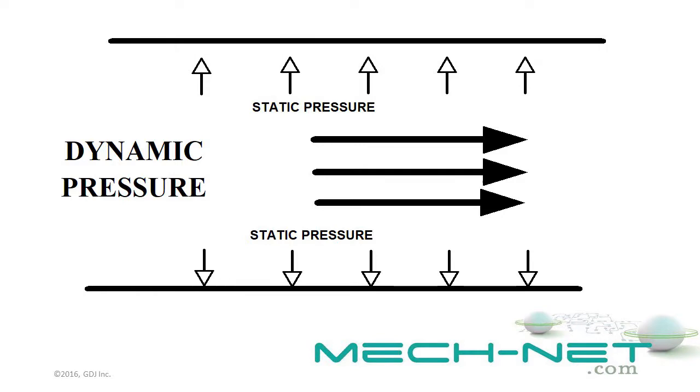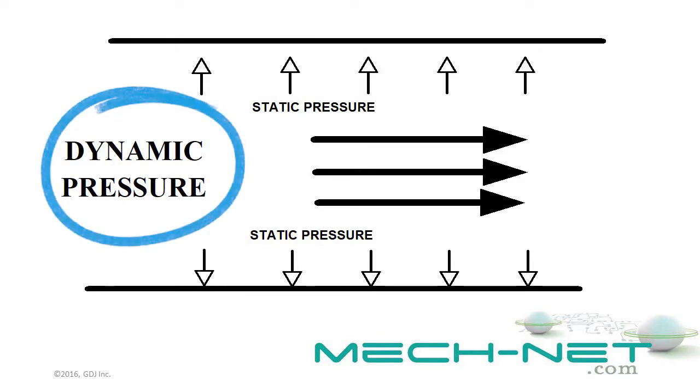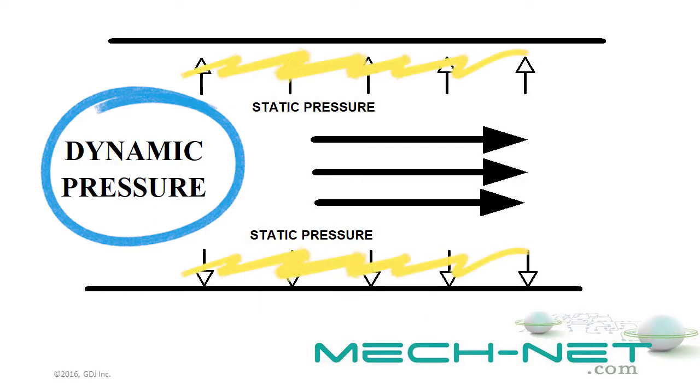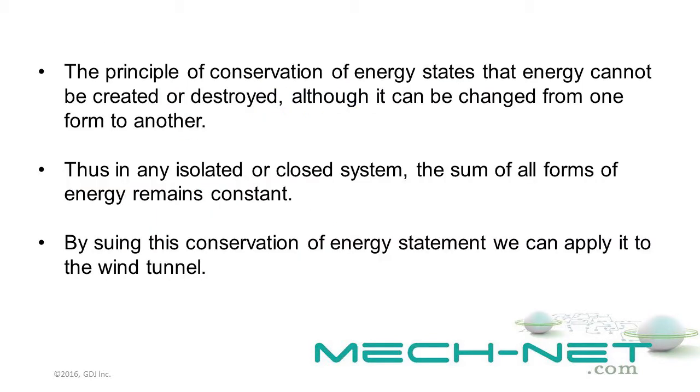In this slide, we can see how increasing the dynamic pressure or velocity in the test section will decrease the static pressure we measure at the walls of the test section. The principle of conservation of energy states that energy cannot be created or destroyed, although it can be changed from one form to another. Thus, in any isolated or closed system, the sum of all forms of energy remains constant.